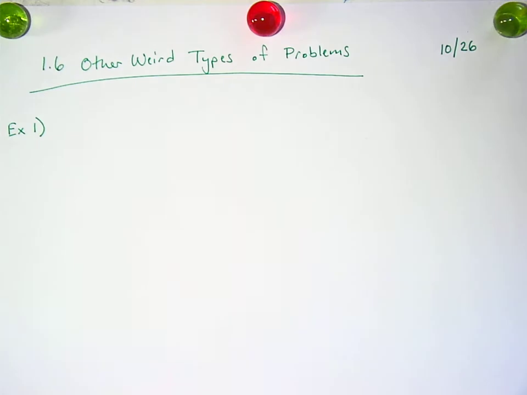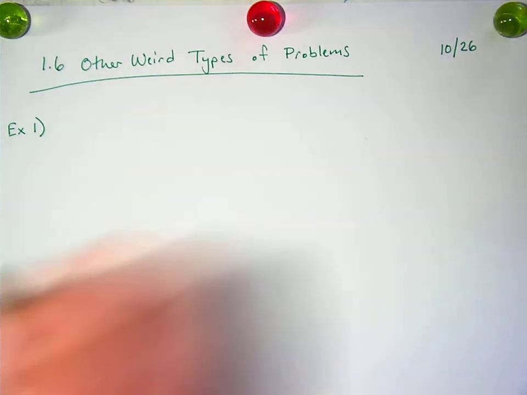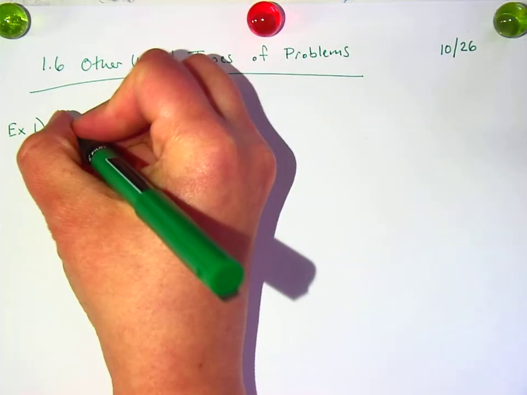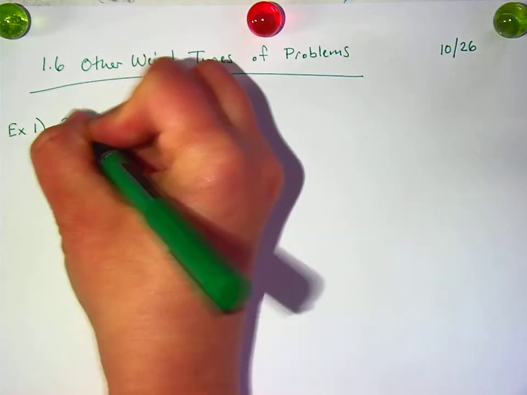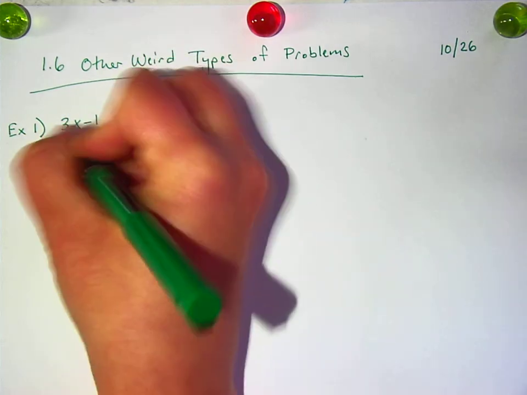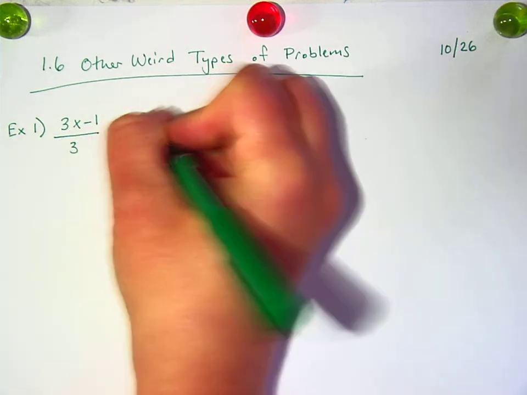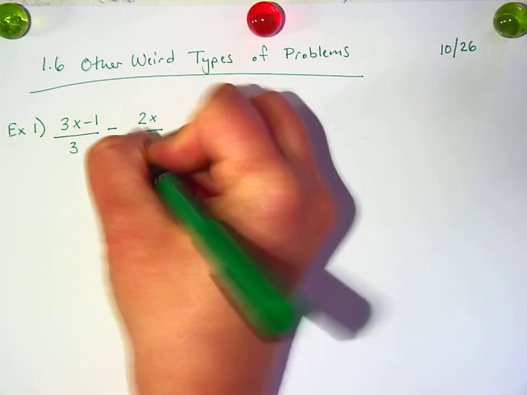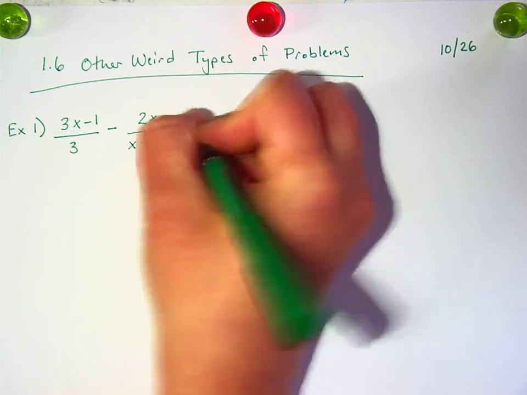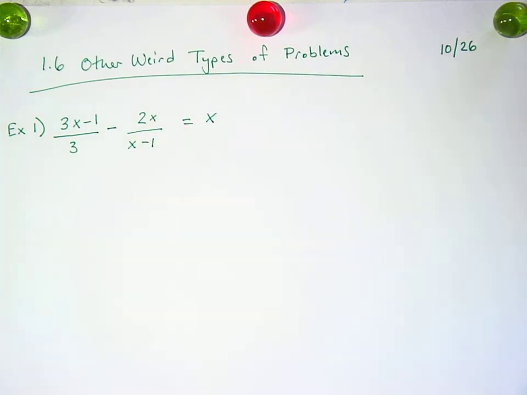Example 1. All right, so we've got (3x minus 1) over 3 minus (2x) over (x minus 1) equals x. Now, I'm assuming that before this course, seeing a problem like that would probably terrify you, but hopefully it's not going to be too bad today.